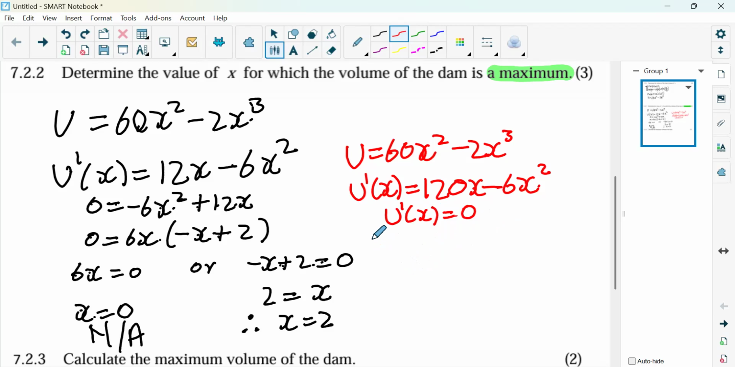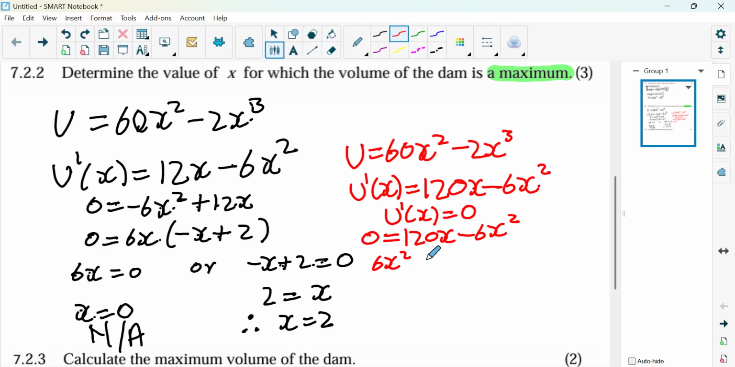The next thing that we're going to do is to say 0 is going to be equal to 120x, not 12, 120x, minus 6x squared. Now, because it seems a little bit confusing, let's transpose everything to the other side. If we take this minus 6x squared to the other side, it becomes positive, then you're going to have 6x squared positive. 120x goes to the other side.